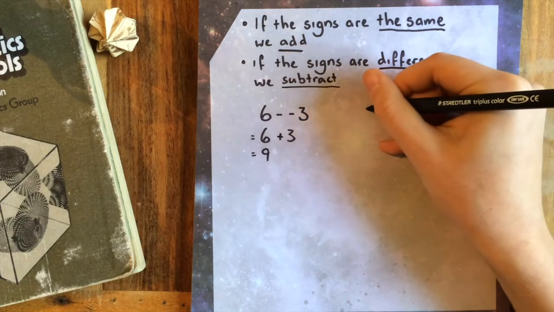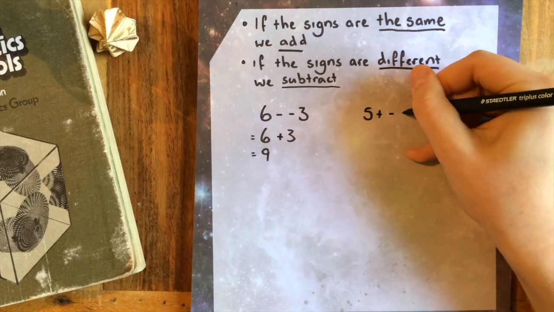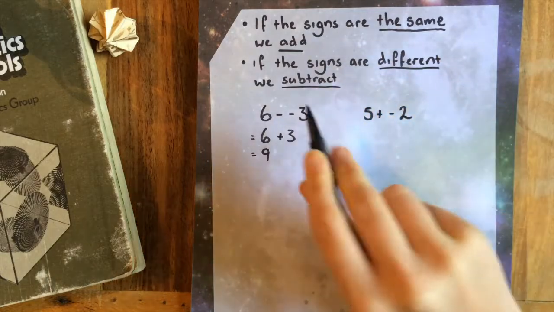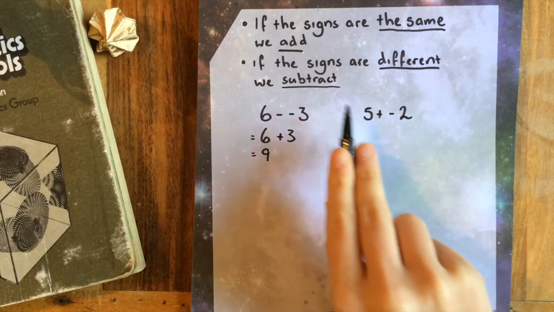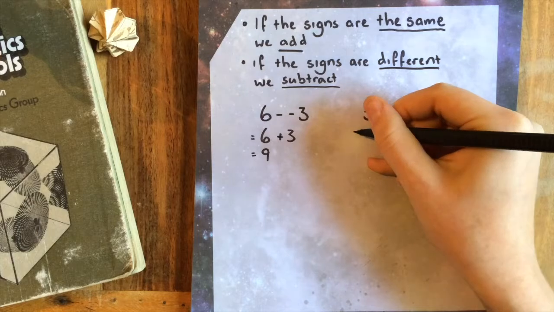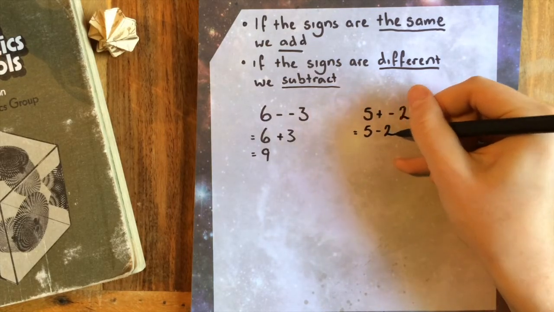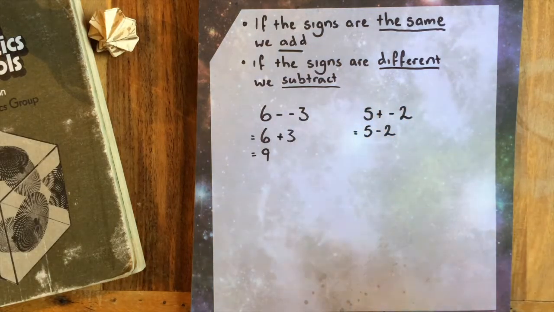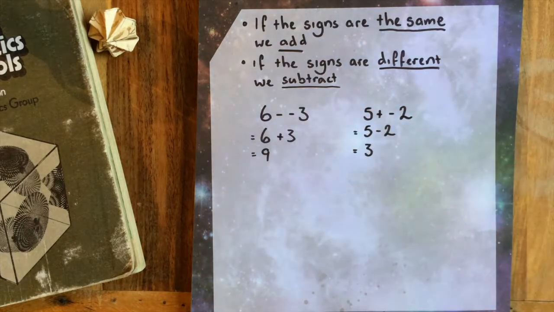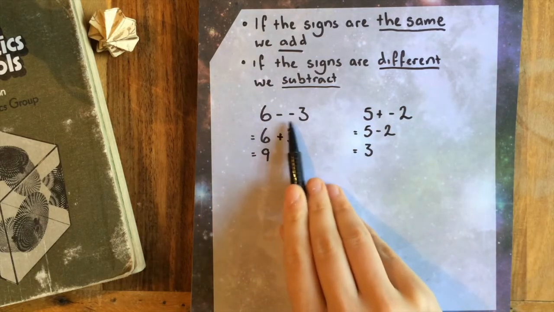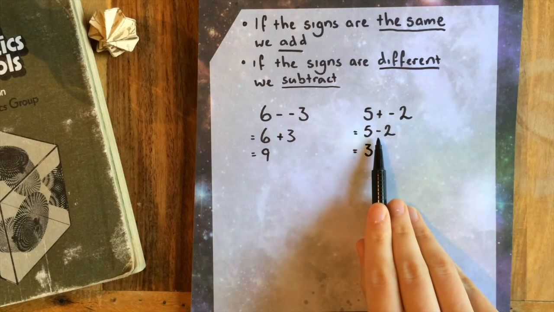What if the signs are different? So if we had something like 5 plus negative 2. Here, the signs are different. I've got a positive and a negative, so I can just go ahead and turn that into a subtract. So I'm going to have 5 take away 2. And now I've made this sum into something which I know about. 5 take away 2, I've got that. It is 3. So signs are the same, they become an add. Signs are different, it becomes a subtract.